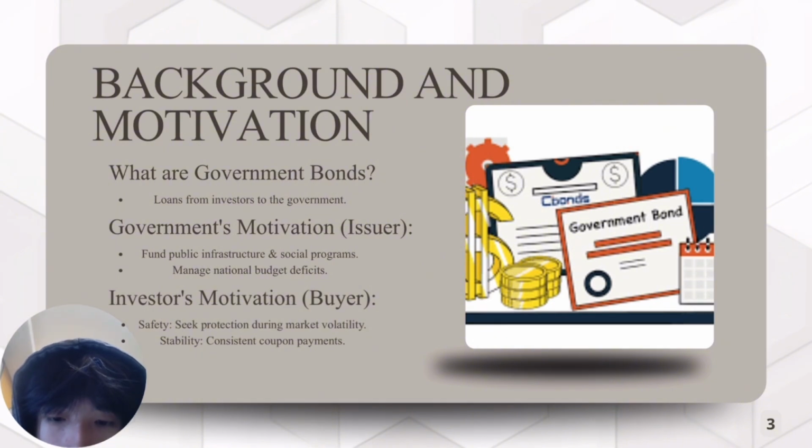For the government, the motivation is to raise capital. They issue bonds to fund public spending such as building infrastructure, schools, or supporting welfare programs. For investors, the motivation is usually safety. When the stock market is volatile or the economy is uncertain, investors flock to government bonds to protect their capital.